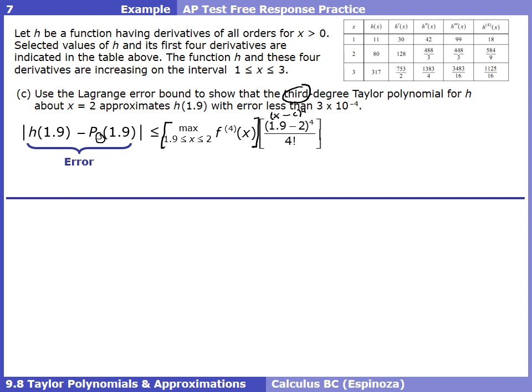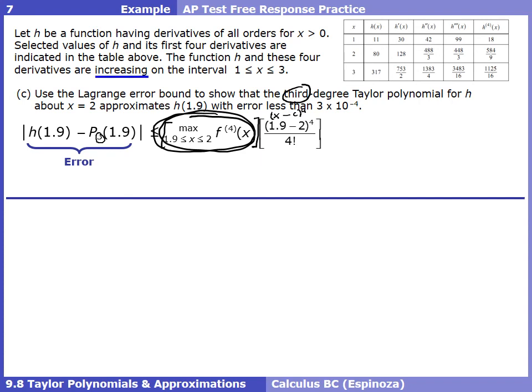Okay, so I think really what it comes down to is, what in the world is this equal to? What is the maximum for the fourth derivative from 1.9 to 2? Because of course the other piece of this problem, we can just plug into the calculator.